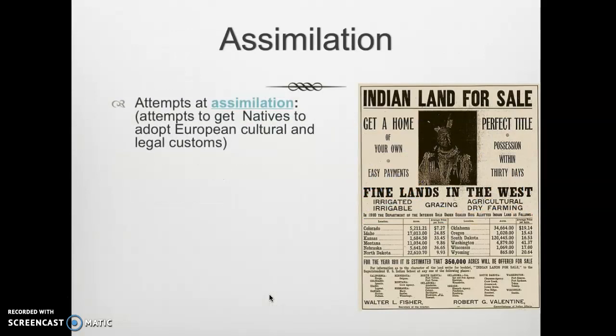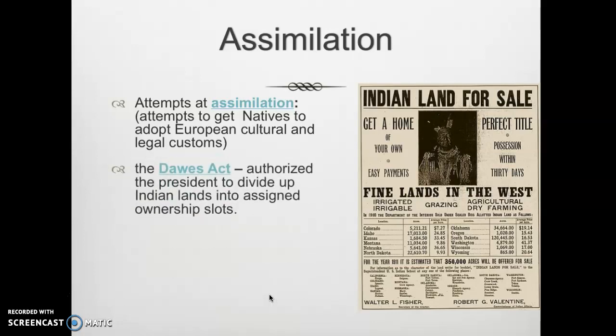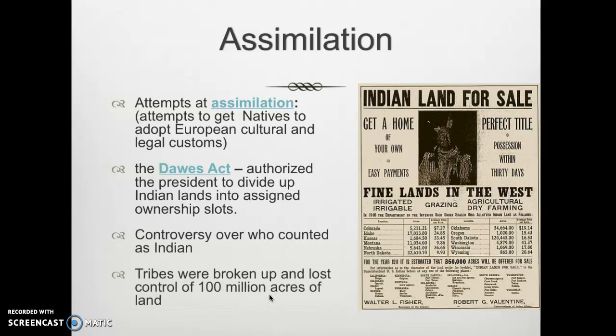Now, another attempt was made to try to assimilate Native Americans, to get them to adopt European-style practices like recognizing private property lines and farming and staying in one place instead of roaming around and chasing buffalo. The Dawes Act in particular of 1887, I believe, authorized the president to divide up Indian lands and assign it to ownership slots. This led to all kinds of controversy over who counted as an Indian and who was allowed to get this land. And over the course of the next several years, tribes were broken up and lost control of an estimated 100 million acres of land due to these assimilation attempts.